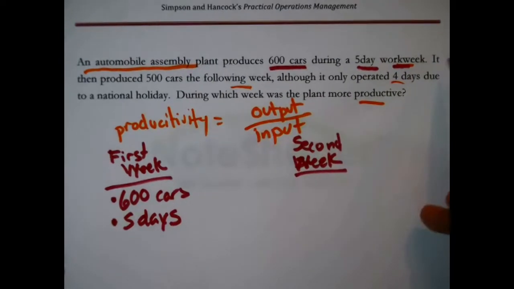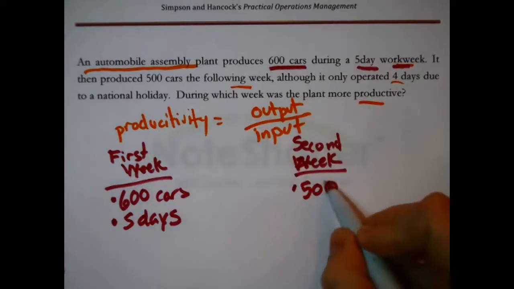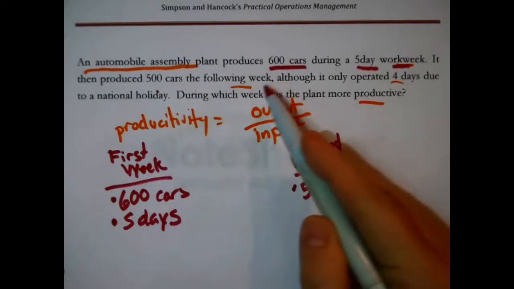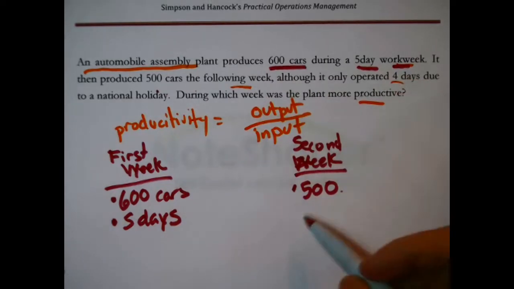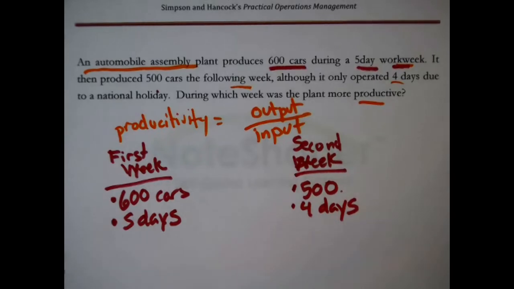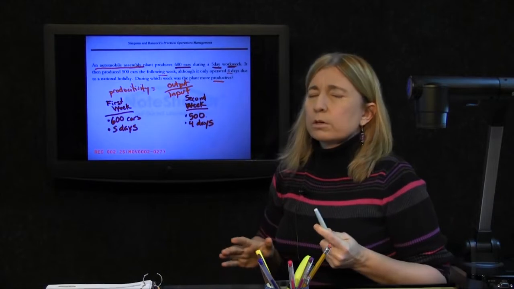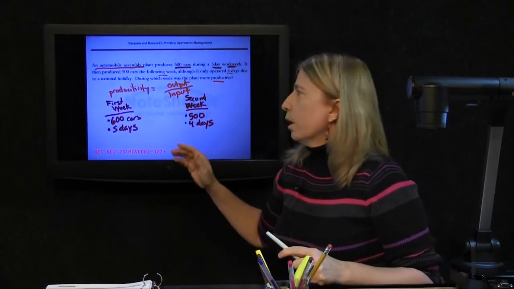Then the sentence changes topic. It produced 500 cars the following week, so that would be the second week. And it was that week that was only 4 days long. All right, now at this point I haven't figured out a single thing. The only thing I did was organize the information I was already given.